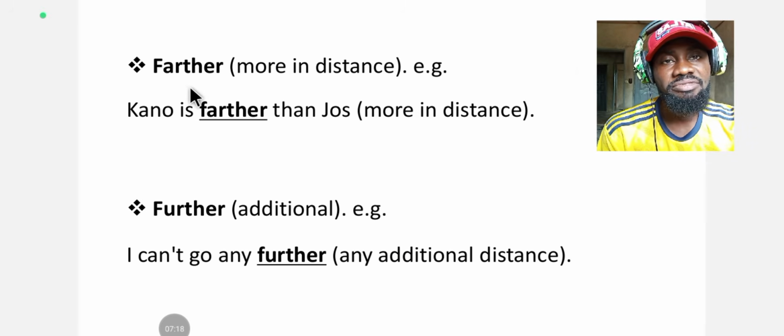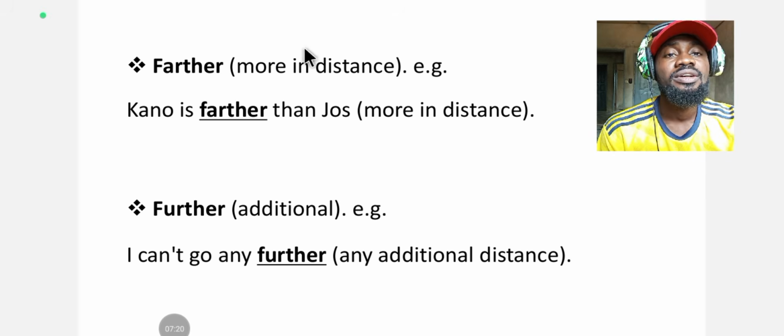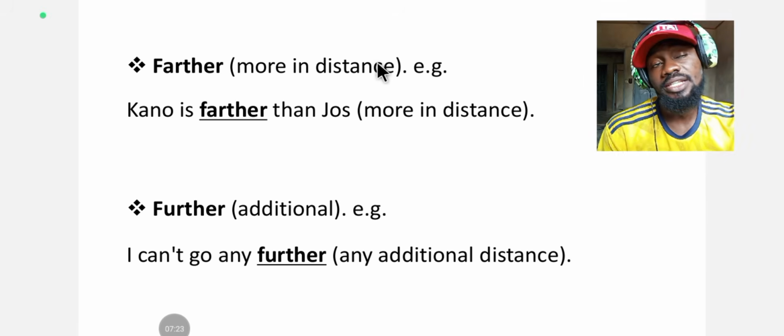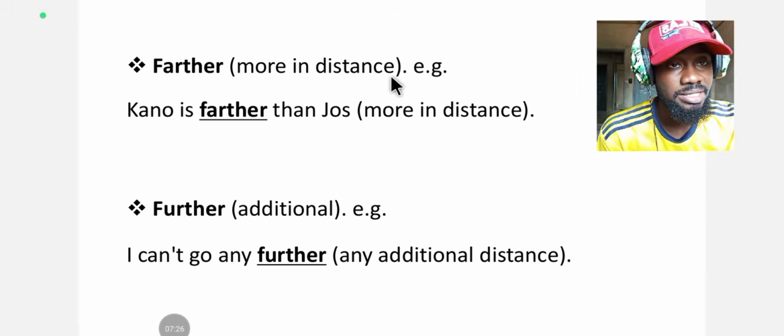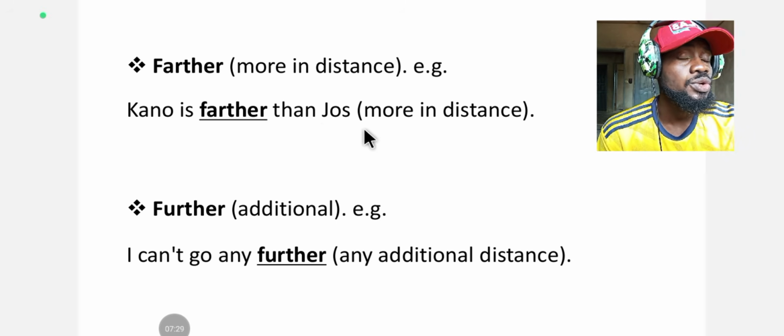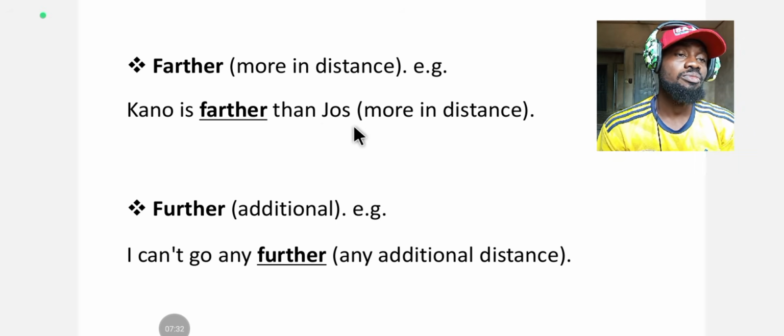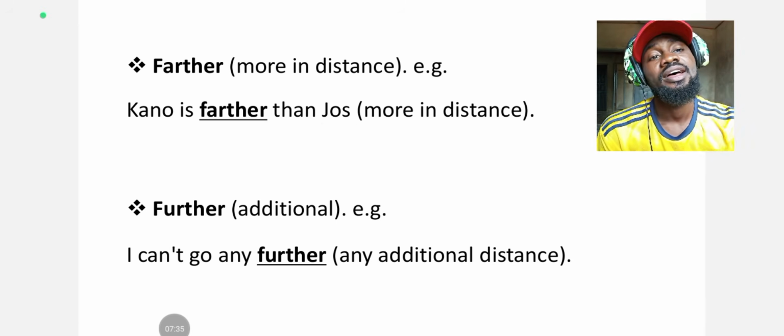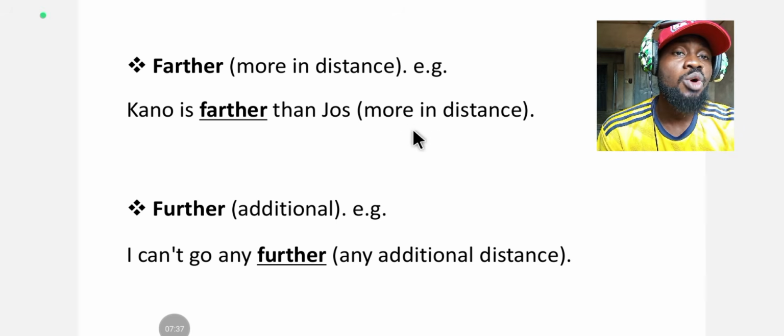The next we have here is farther. Farther, which means more in distance. Okay, that's the meaning of farther. For example, Kano is farther than Jos. You use it during comparison, mostly during comparison. Kano is farther than Jos, which means Kano is more in distance than Jos.